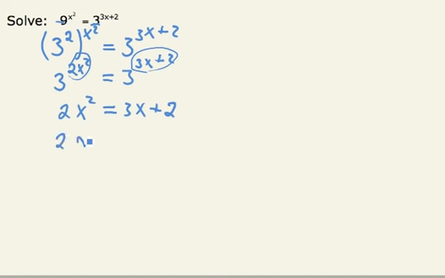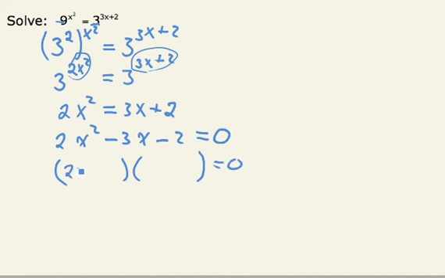The standard way to solve quadratic equations such as this is to get all the terms on one side of the equation and set the equation equal to 0. So we have 2x squared minus 3x minus 2 equals 0. And to solve this, we could either use a quadratic formula, which will always work, or we could factor. And in this case, the factoring is not too bad.